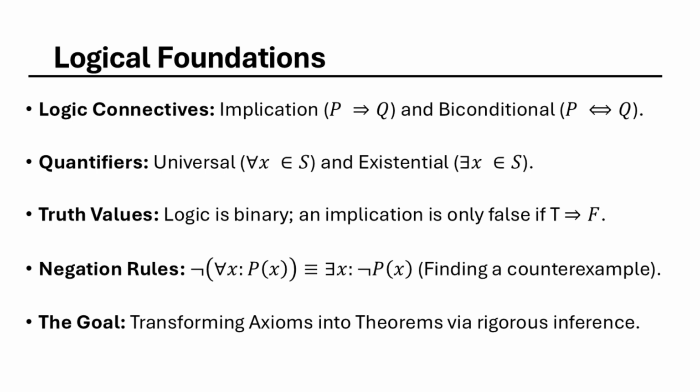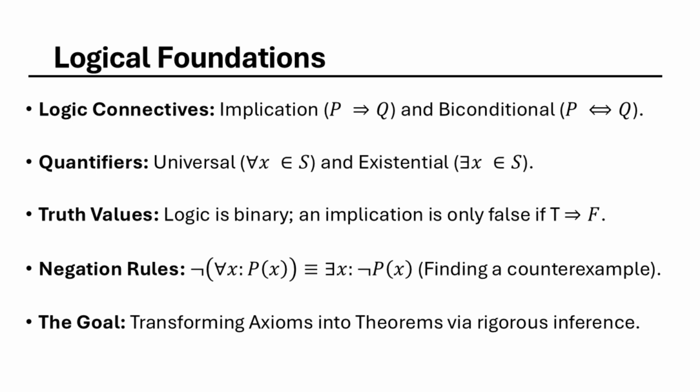We have the universal quantifier, which we read as for all x in S, and the existential quantifier, read as there exists at least one x in S. This level of precision is vital. In mathematics, we don't argue with opinions, we use these tools to ensure that our definitions are airtight. Remember, to disprove a universal claim, you don't need a long speech, you only need a single counterexample.